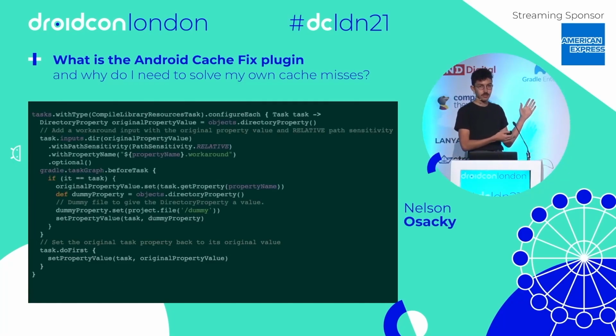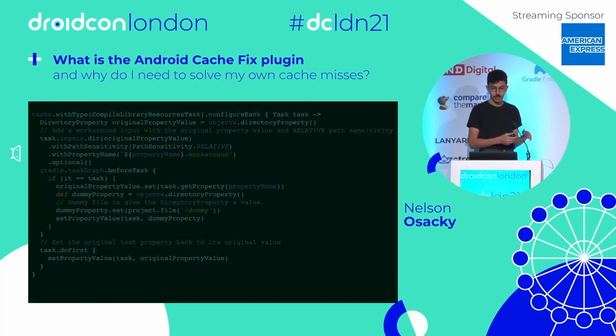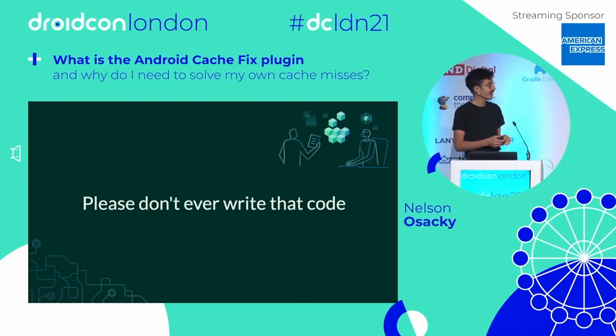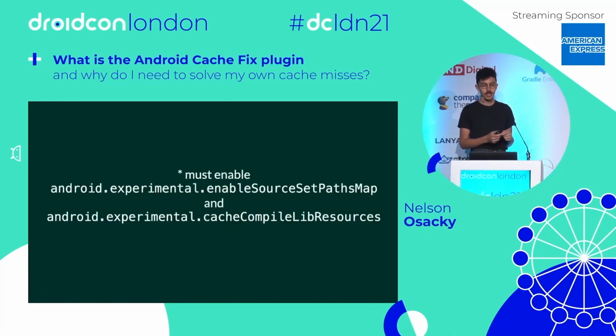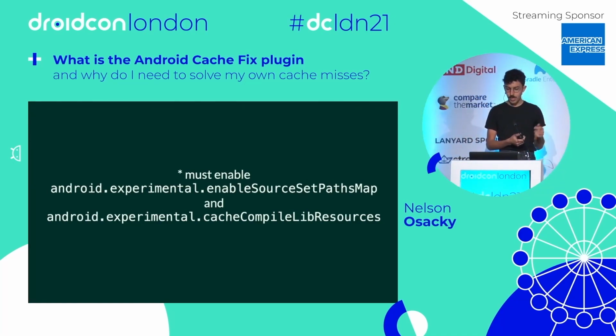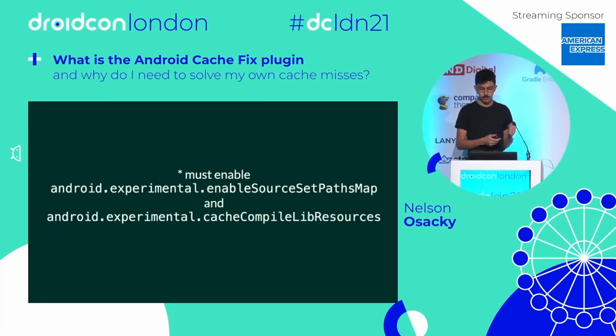So very simply, this is how you trick Gradle and perform sleight of hand with Gradle. But please don't ever write that code. All you have to do is apply the Android cache fix plugin, and this is actually fixed in Android Gradle plugin 7, with a small asterisk, that you have to enable these experimental properties. Google has been working on this for a long time to enable these fixes to have relative paths, and you have to enable those flags.